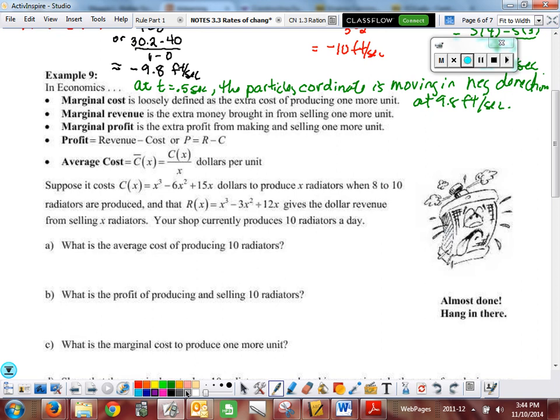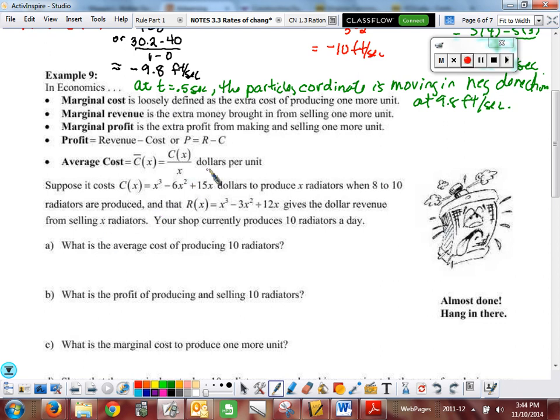and that's just something to bring in because it really is kind of an application. Those of you that have been in the econ and personal finance class have heard these terms before: your marginal cost, your marginal revenue, your marginal profit, and then average cost. Now, marginal cost is loosely defined as the extra cost of producing one more unit. So right now you have a current cost. So we have a cost function that describes how much it costs to produce X units. And so you have a certain current cost, and then marginal cost is how much it will cost you to produce one more unit.